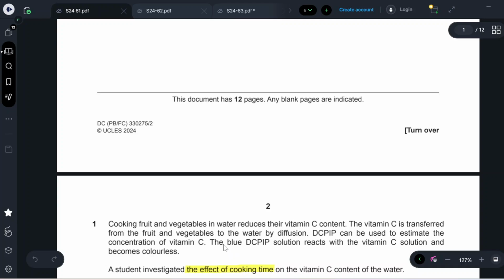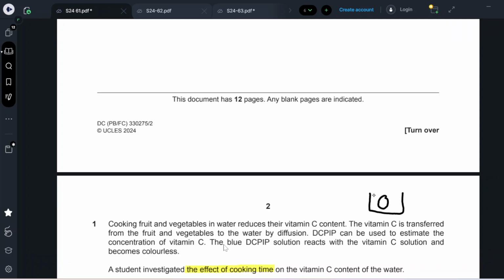Let's draw it to understand. If you put, for example, an orange in water, cook it in hot water, the vitamin C in the orange will diffuse into the water. How can I test for vitamin C? If you want to test the water for vitamin C, how will you do it? Using the reagent, which is DCPIP. The blue DCPIP reacts with the vitamin C and becomes colorless.